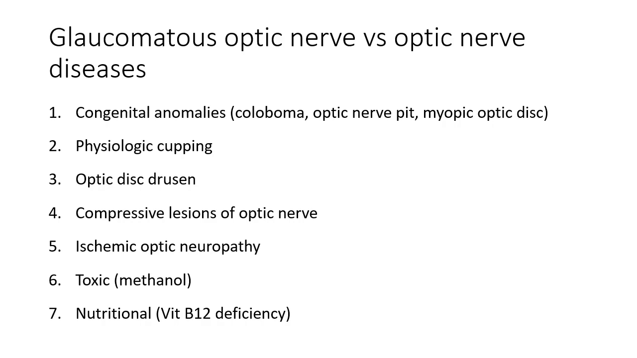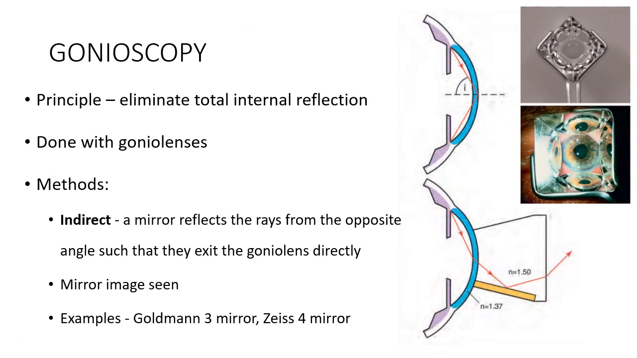Glaucomatous optic nerve versus optic nerve diseases. Now you have to rule out some other pathological appearances of the optic nerve which might mimic glaucomatous optic atrophy, and these include congenital abnormalities, physiological cupping. Some people might just have larger sized optic discs, as a result of which they will have larger cups also. Optic disc drusen, compressive lesions of the optic nerve leading to a compressive optic neuropathy, ischemic optic neuropathy, toxic optic neuropathy, nutritional optic neuropathy, right? These are the differentials of glaucomatous optic neuropathy.